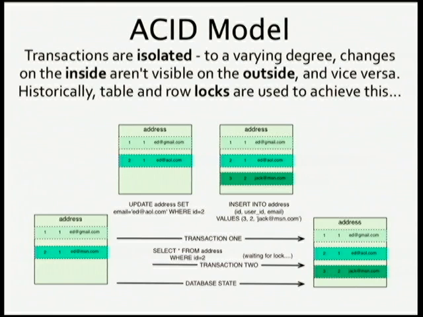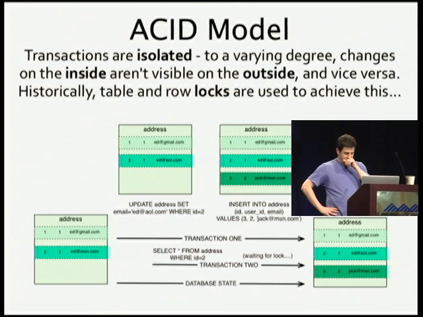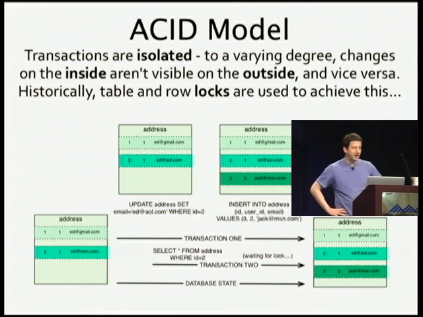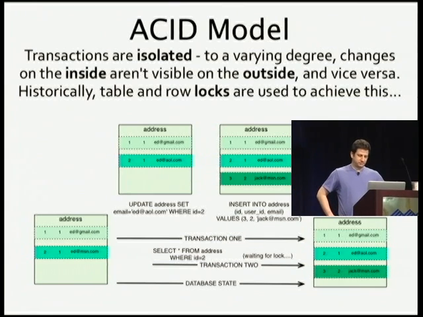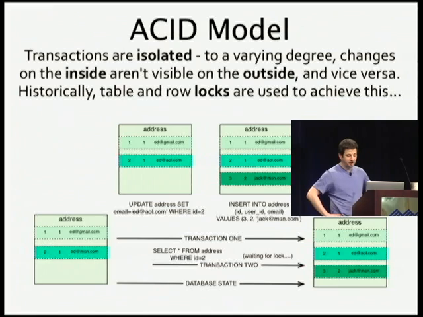Isolation, the I, refers to the fact that things inside the transaction might not be visible to the outside world. And things that happen in the outside world might not be visible to the inside. Historically, this is accomplished using locks. So if one transaction proceeds with several rows being put in, another transaction might be locked and not able to see that information until the first transaction completes.